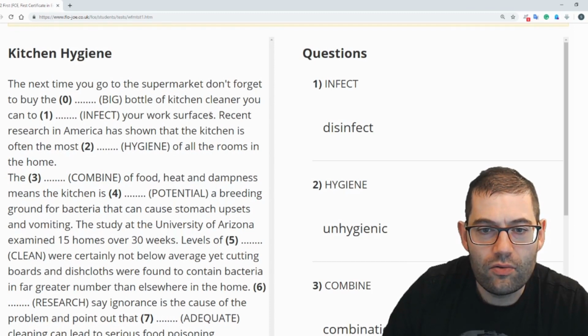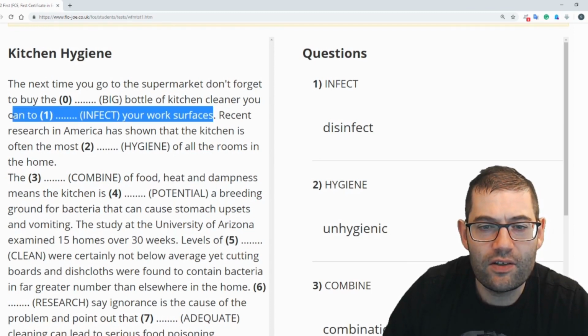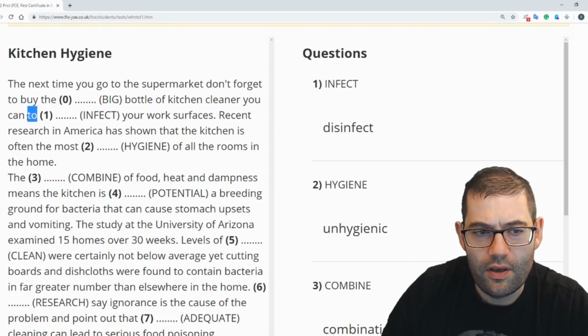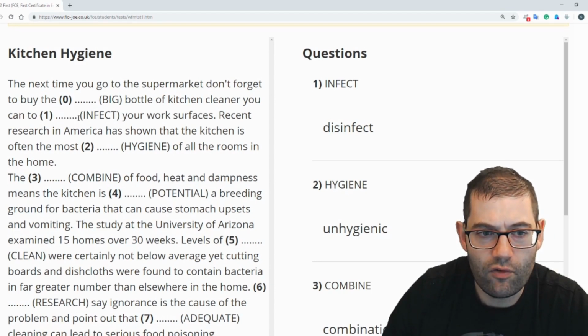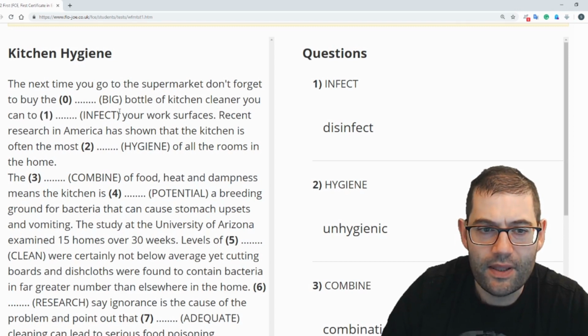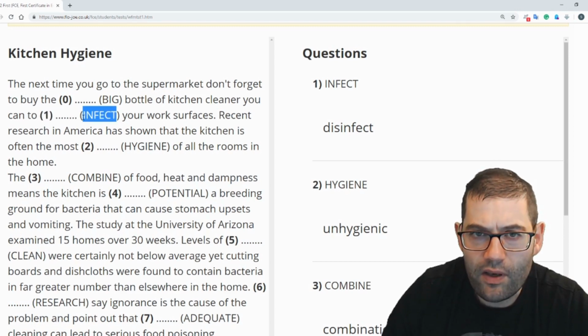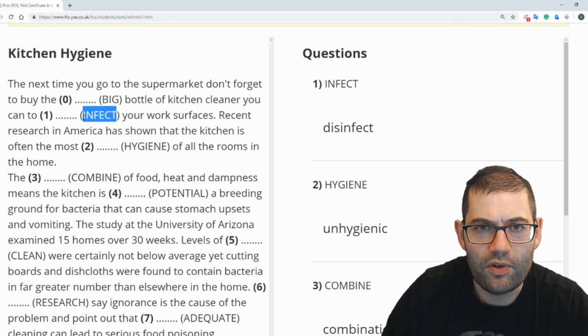You can to infect your work surfaces. Here we've got two, which indicates that we need a bare infinitive here to form the full verb. But the stem word is a verb, infect. So what do we do here?